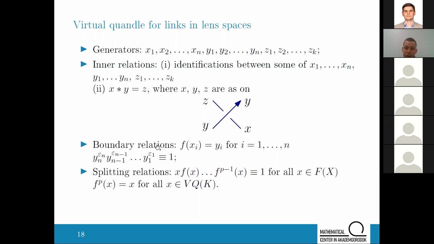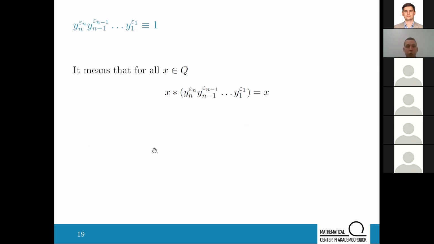And in order to make it clear, I need to explain what this kind of relation means. So what does it mean? This kind of relation, yn to the epsilon n, yn minus 1 to the epsilon n minus 1, and so on, y1 to the epsilon 1 is equal to 1. It means that, informally, this element is the same as an operator as this element. It means that x star this element is equal to x. Just look at this as the identity.